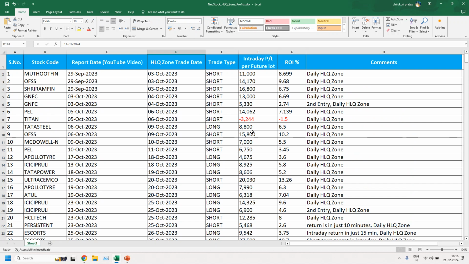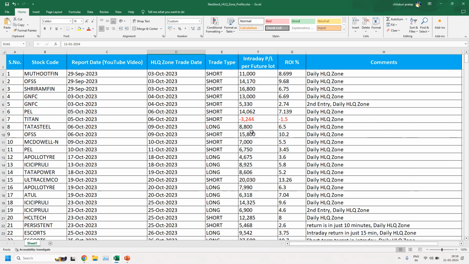That is the average. Because we have seen that for the majority of the stocks, one futures margin cost is around 1,60,000, 70,000, 80,000. That is what we have seen. But the upper limit I am keeping is 2 lakh rupees. This is the average cost.